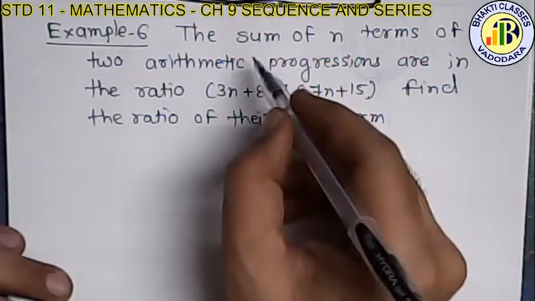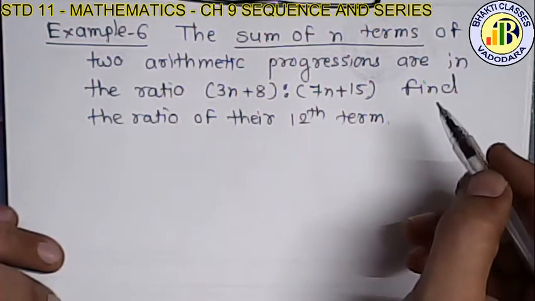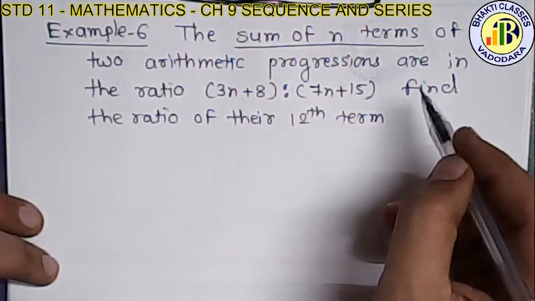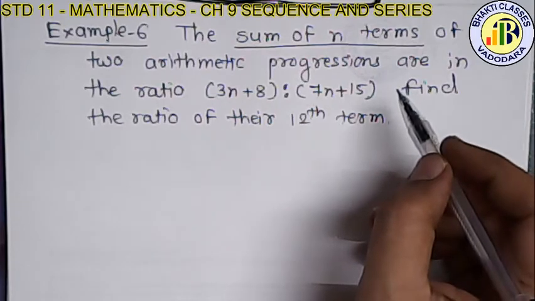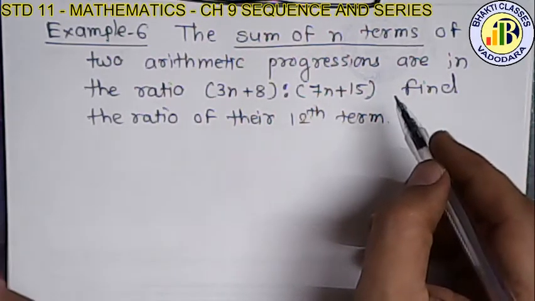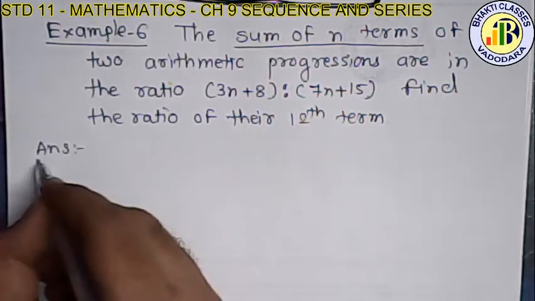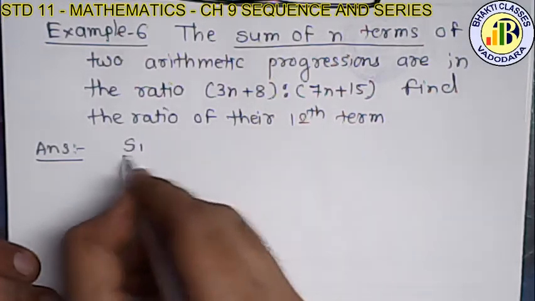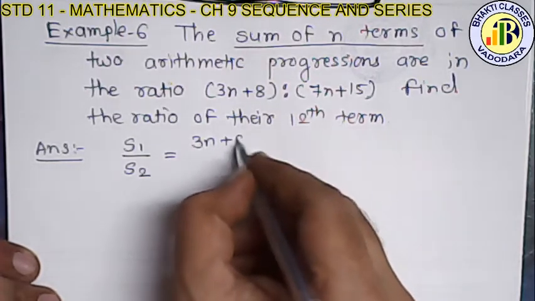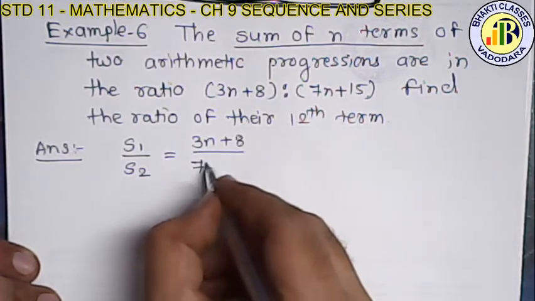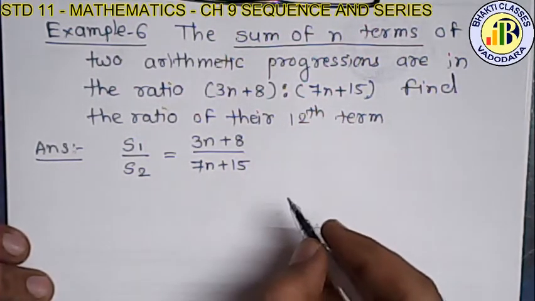In this question, the sum of n terms of two different arithmetic progressions is given. There are two different arithmetic progressions given to us, and the ratio of their sums of the first n terms is given to us. So starting from the given thing, S1 upon S2 is given to us, which is (3n plus 8) upon (7n plus 15). Okay, so what can we write based on this?